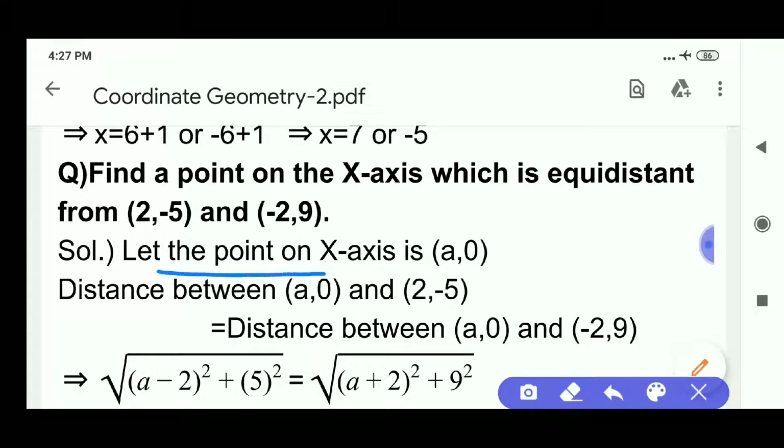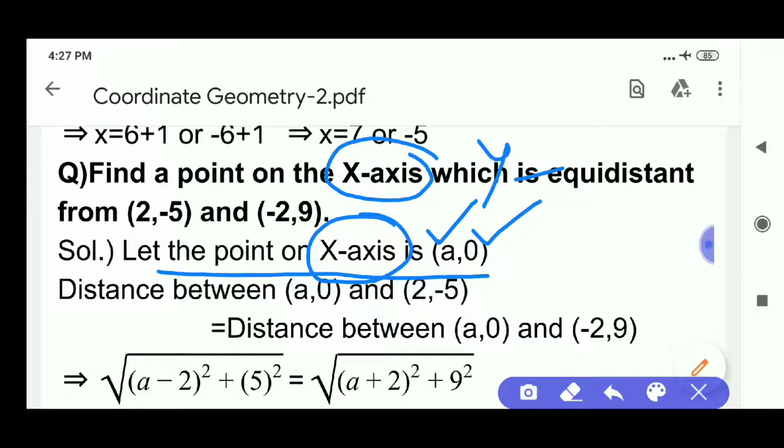So let the point on the x-axis be (a, 0). Once again I am repeating: a point on the x-axis means the y-coordinate is always 0, and the x-coordinate is any number a. Suppose the question comes on the y-axis. What about this one? If the point is on the y-axis, the x-coordinate is 0 and the y-coordinate is any number a.